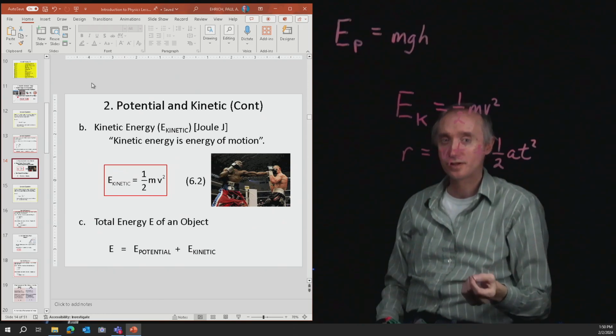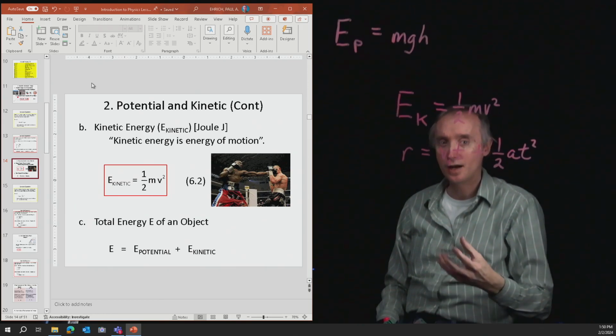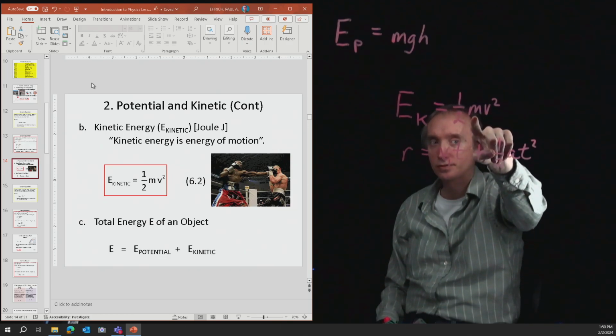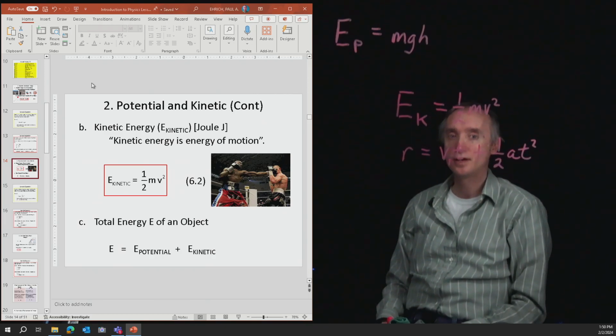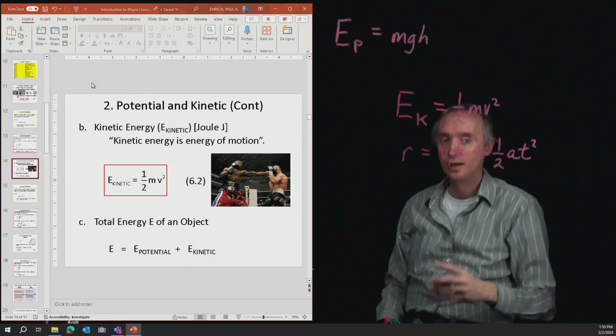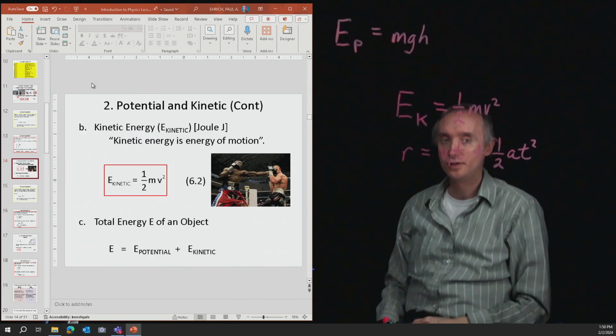Now you're saying to yourself, but the car is so big, it's got to have a lot of kinetic energy. It is true, it has a lot of mass. But anything multiplied by 0 is going to be 0, so it doesn't have any kinetic energy. So the faster an object is moving, the more kinetic energy it's going to have.